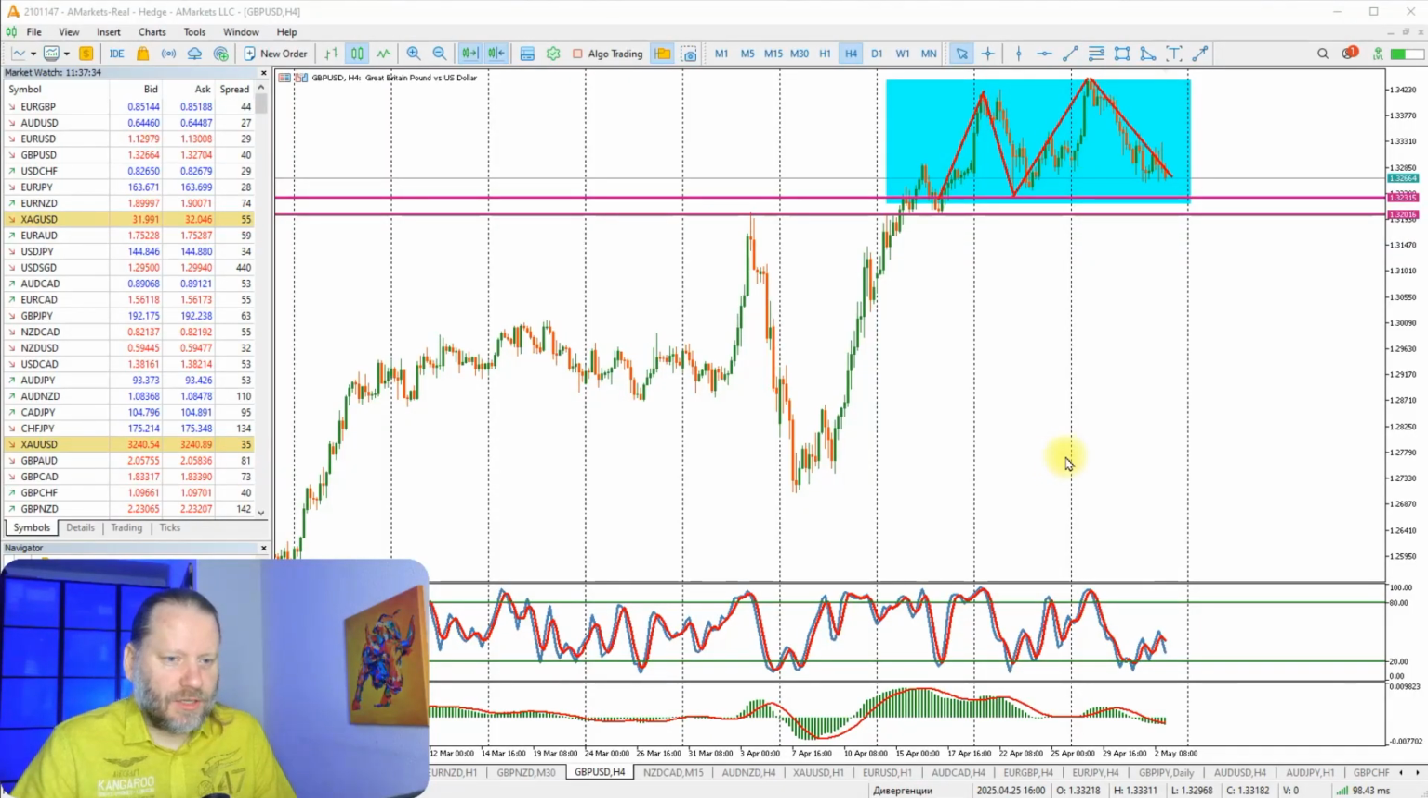Well, now let's take a look at the chart of the British pound. What are the reversal points where you can make money besides the news?